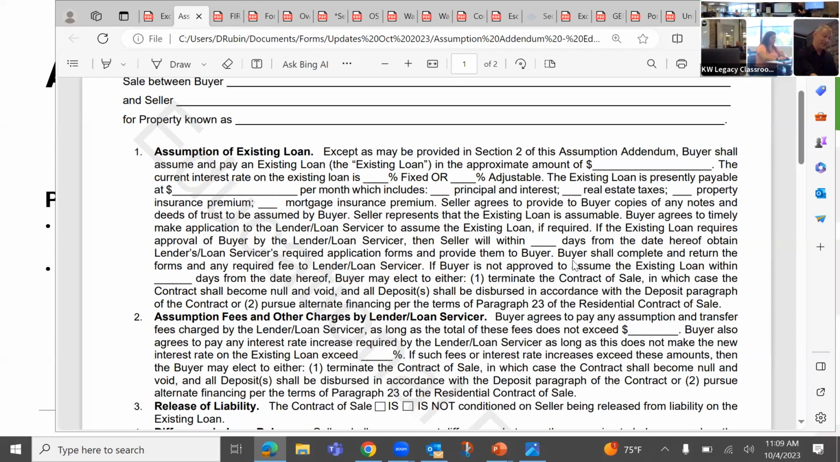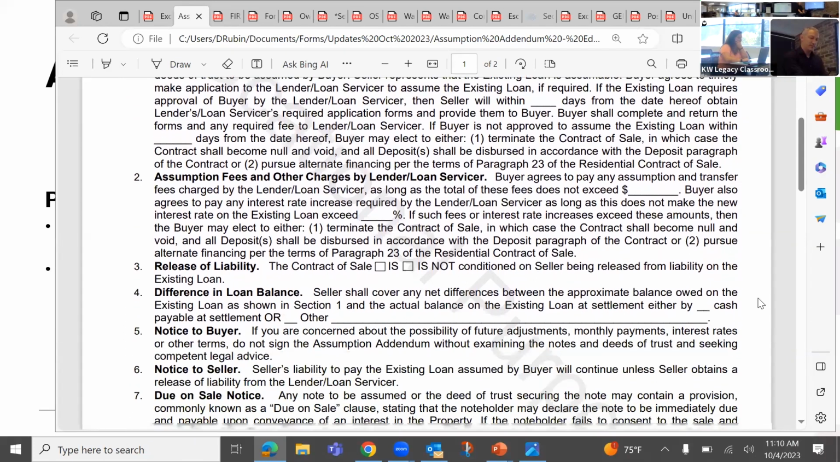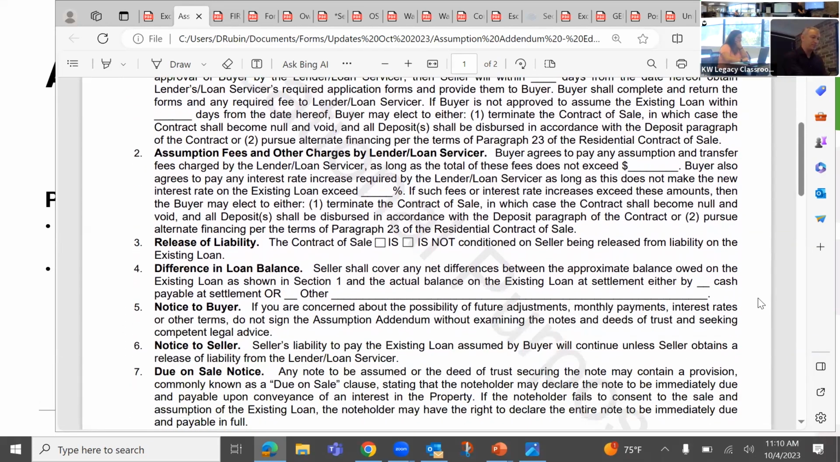Now, importantly, if the buyer is not approved within X days you put in, then the buyer can get out of it, right? So there is a universe where me as a buyer would go in and say, hey, I'd really like to assume this loan, but if I don't qualify for it, you can't make me buy the house. But it's also contemplated that you could then pursue alternate financing. So it doesn't necessarily lock you into anything. So I think that is at least contemplated there.